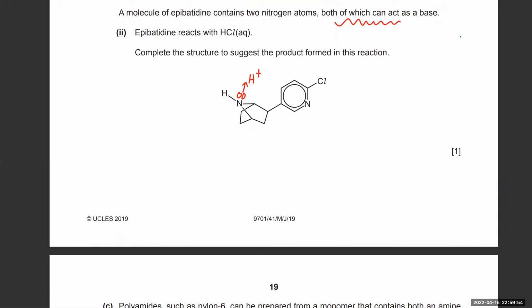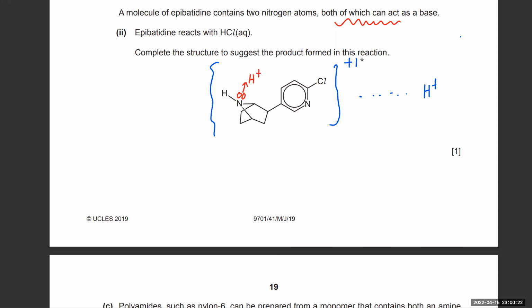Let's say it gains one H plus one. Once it gains one H plus one, the entire molecule has a plus one charge because a neutral molecule ended up gaining an H plus one. So the overall thing has a plus one charge. Now, if something has a plus one charge, gaining another H plus one becomes more difficult because the two things are going to repel each other. So usually only one H plus one is gained.